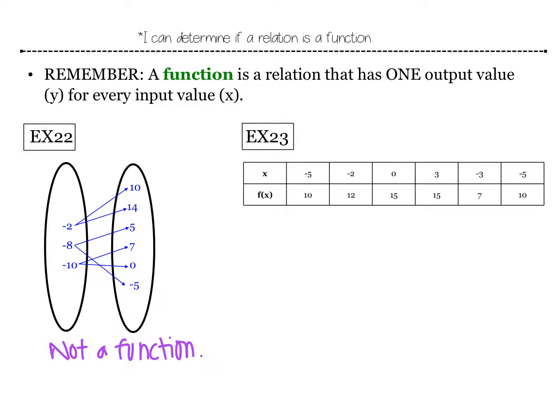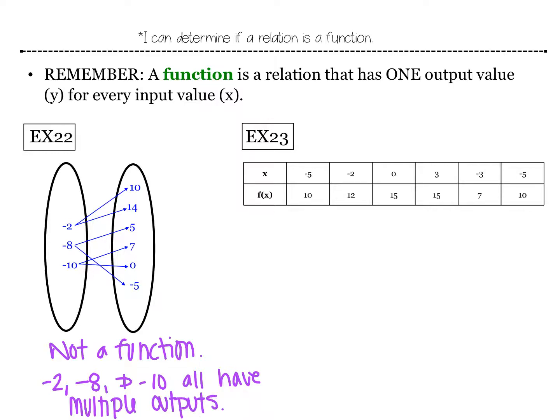And it's not a function because -2, -8, and -10 all have multiple outputs, which goes against what the rule is, one output for every input value. All right, so let's look at example 23. I'd like you to see if you think it is a function or not and why.